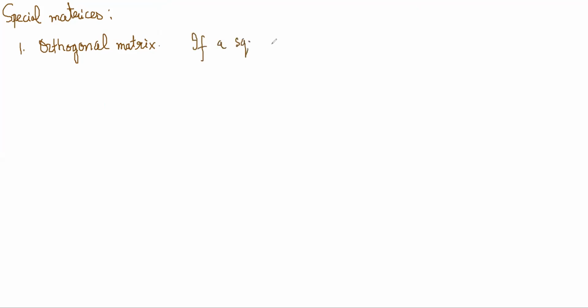Okay, so we go to some special types of matrices. Special matrices. So first is orthogonal. Orthogonal matrix. So what is the meaning of an orthogonal matrix? If a square matrix A is orthogonal, then that means, do you remember anything? That A transpose into A is I. Correct. A into A transpose is I.